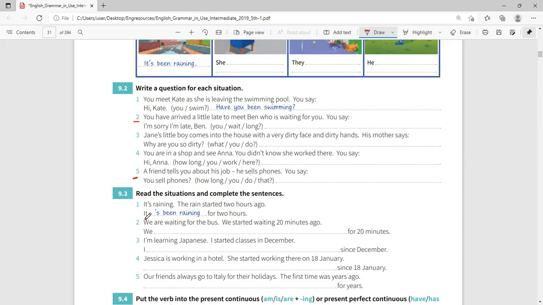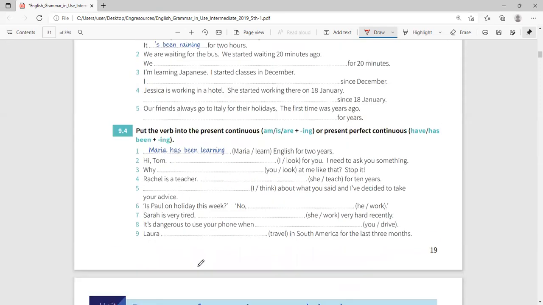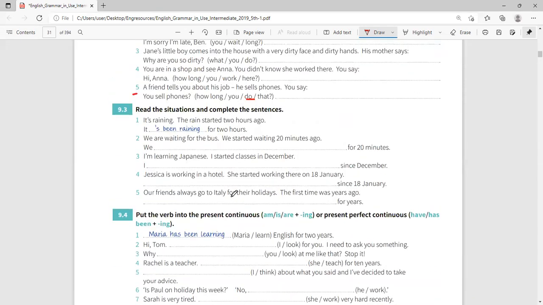Yes, a friend tells you about his job. He sells a phone. You say, you sell the phone? How long have you been selling phones? Even doing, do. So the verb is do. So how long have you been doing that?